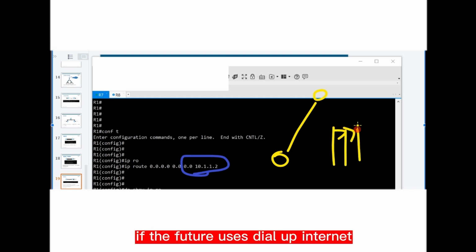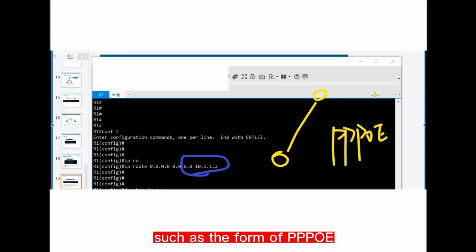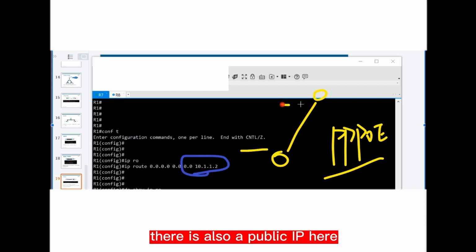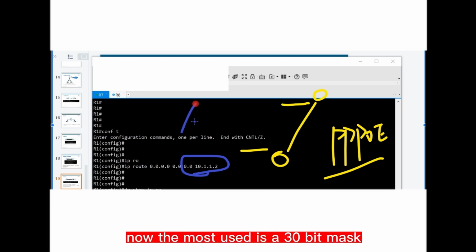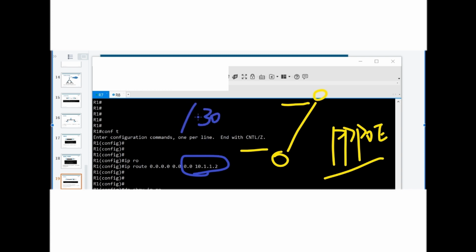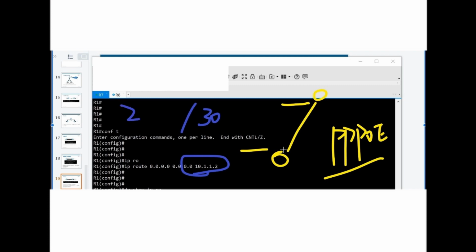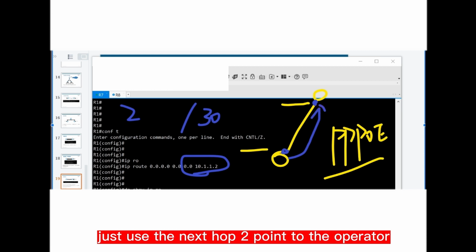If the future uses dial-up internet, such as in the form of PPPoE, then it is another form, and the exported IP is not fixed. If the enterprise handles fixed bandwidth, there is a public network IP here and also a public IP here. Now the most used is a 30-bit mask, that is, only 2 addresses are available under the 30-bit mask. One end is for the company and the operator at one end uses the other. Just use the next hop to point to the operator.